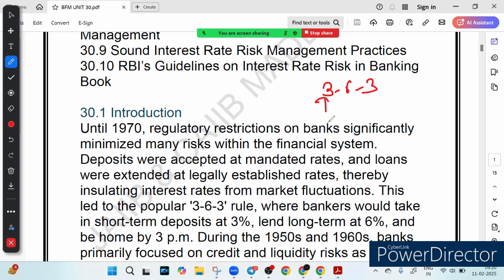Right? So the first 3 means you take deposits at 3%. The second 6 means lend at 6%, and go home by 3 p.m. So this was the rule once upon a time, right? Sounds like a dream job, right? Well, things changed drastically after 1970, and that is exactly what we will break down today.